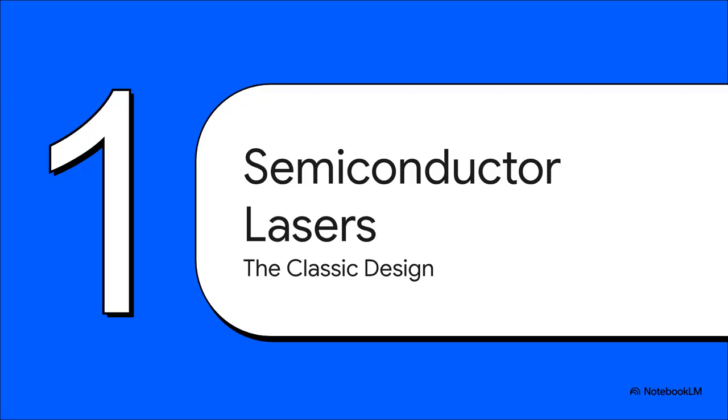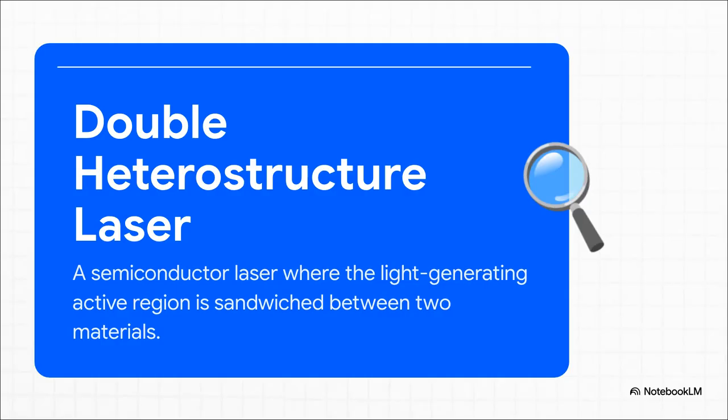So before we can get to the quantum magic, we first have to pop the hood on a classic, conventional semiconductor laser. This is our baseline, the technology that was about to be completely turned on its head. The standard workhorse for a long time was called a double heterostructure, or DH laser. Now, the most important part of that name is the active region. You can think of this as the laser's engine room. It's that one special slice of material where electricity gets converted into a powerful focused beam of light.